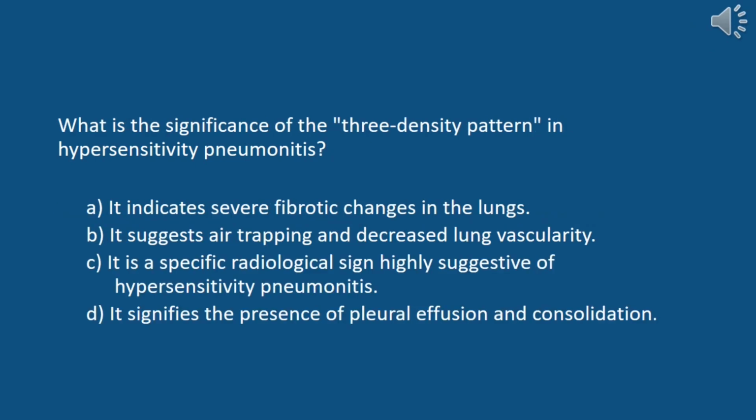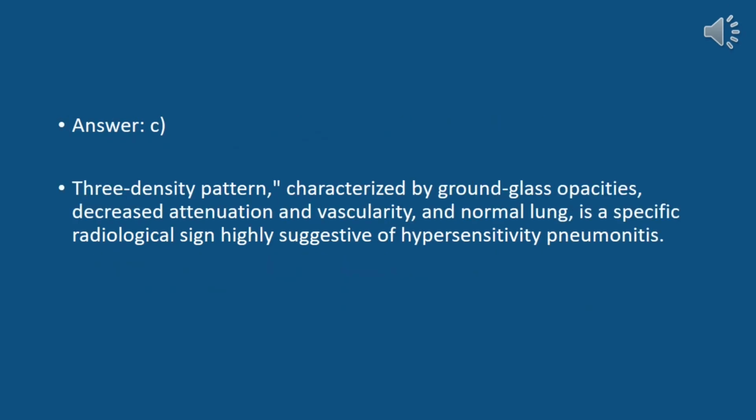What is the significance of the 3-density pattern in hypersensitivity pneumonitis? A. It indicates severe fibrotic changes in the lungs. B. It suggests air trapping and decreased lung vascularity. C. It is a specific radiological sign highly suggestive of hypersensitivity pneumonitis. D. It signifies the presence of pleural effusion and consolidation. Answer: C. The 3-density pattern, characterized by ground glass opacities, decreased attenuation and vascularity, and normal lung, is a specific radiological sign highly suggestive of hypersensitivity pneumonitis.